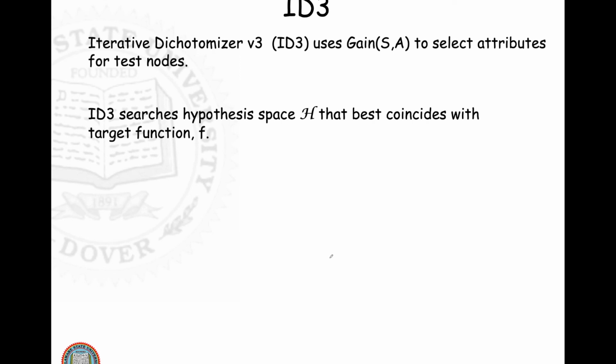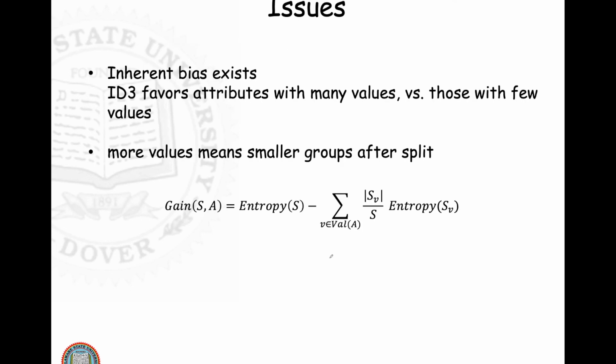Okay, so ID3 searches your hypothesis set for that best hypothesis that coincides with your target function. Coincidence with the target function means you group your instances together into homogeneous class labels. And so there's an inherent bias that exists with ID3. It's going to favor attributes that have a large number of different values versus those that have a smaller number of values.